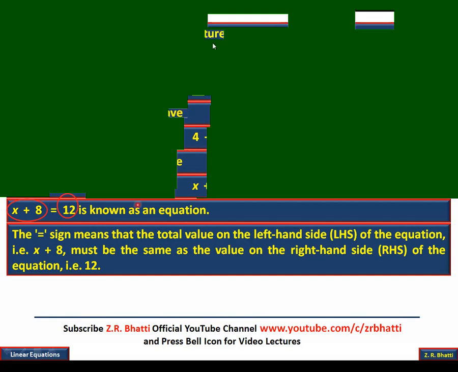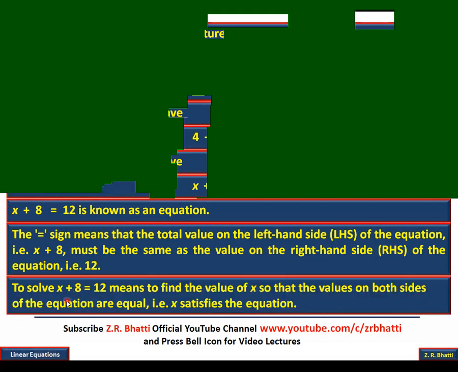You can ask questions if you have any confusion. Next, to solve x plus 8 is equal to 12 means to find the value of x so that the values on both sides of the equation are equal. That is, x satisfies the equation. Here we know the value of x is 4, which satisfies the equation.